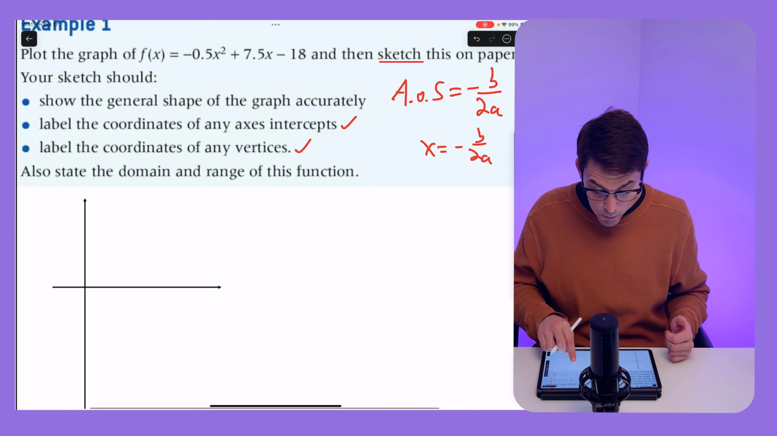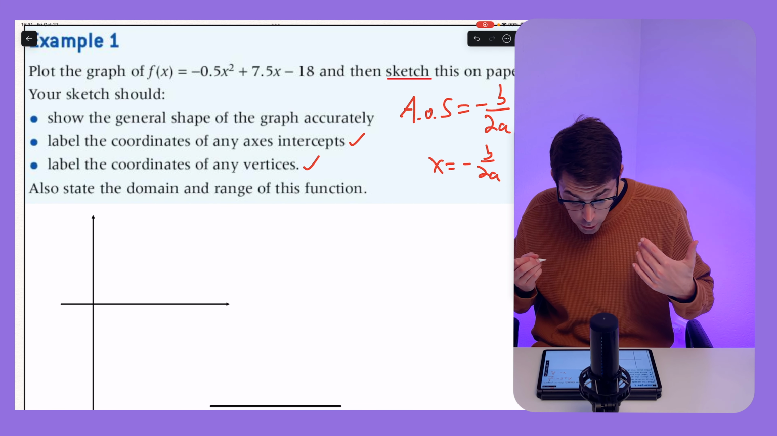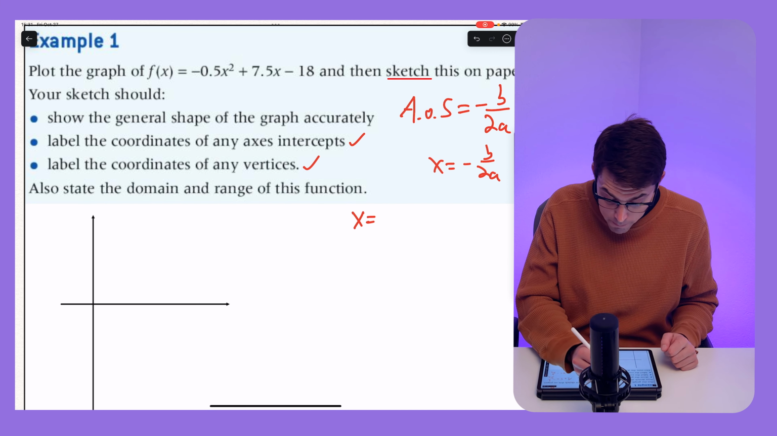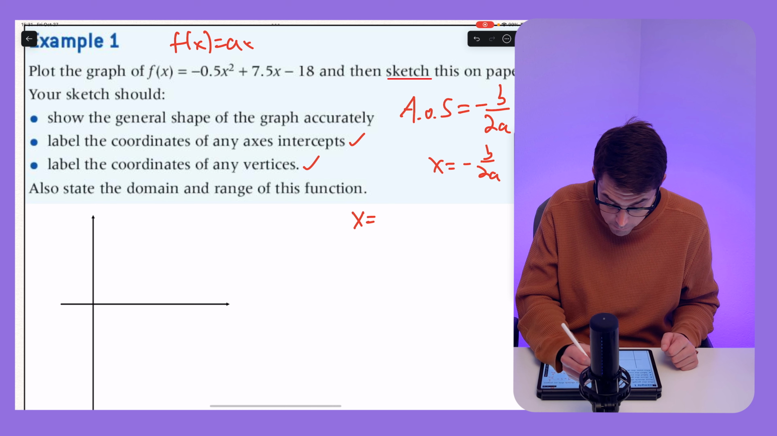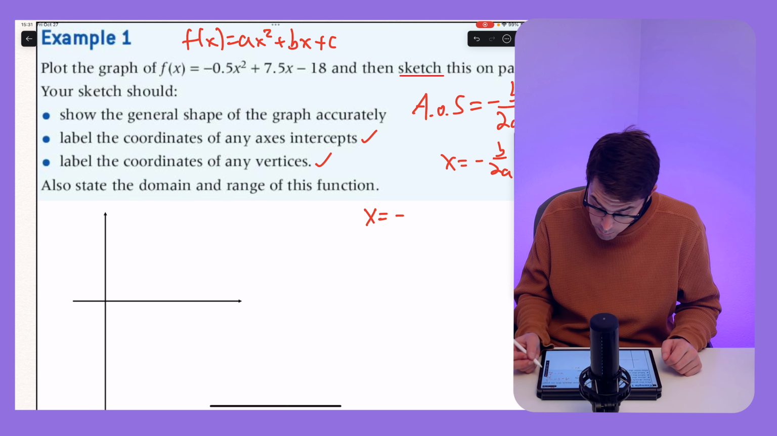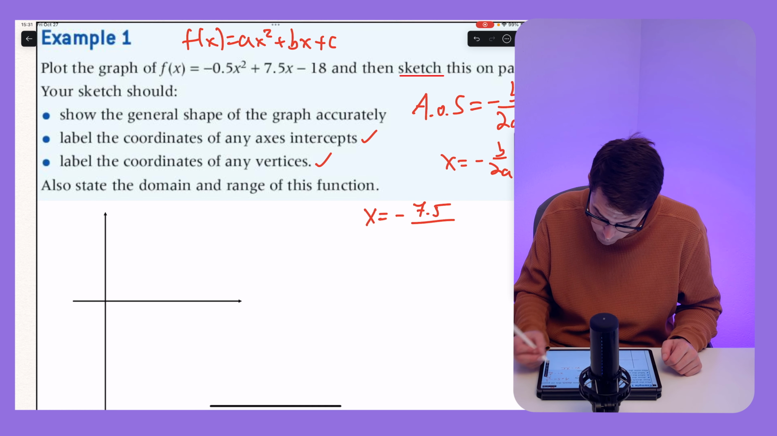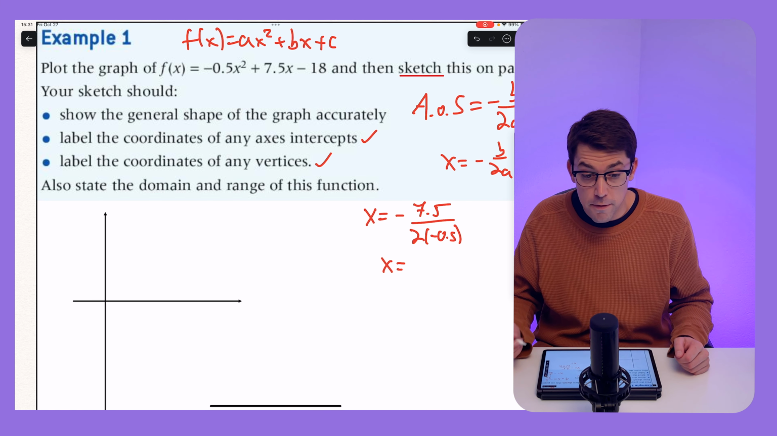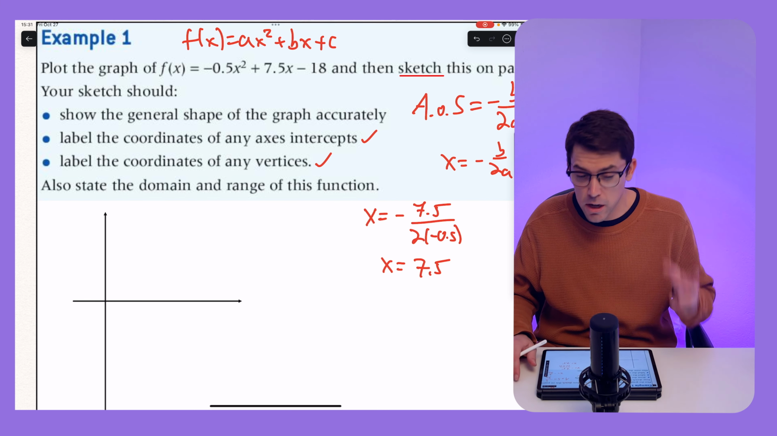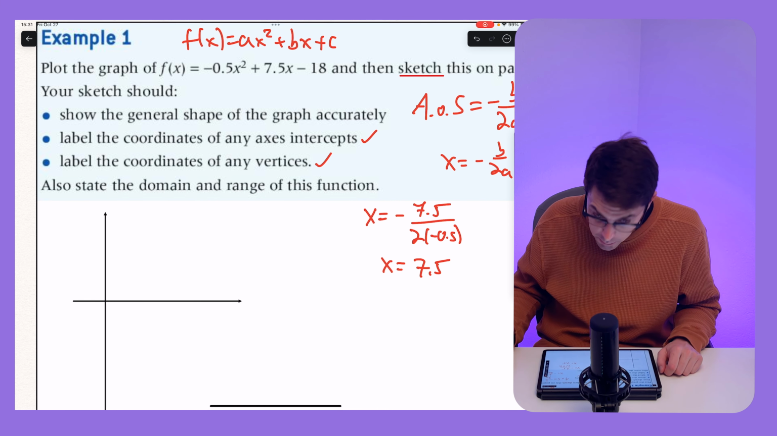So what does that look like when we're actually doing a problem? So x equals negative b over 2a. So I quite literally plug in values, because remember that with my general quadratic form, something like that. So I would take my negative sign. What is my value of b in this equation? It's 7.5, all over 2 times a. What's my a? It's negative 0.5. So what would my x value end up being? It would end up being 7.5 positive. Put that in your calculator, do it in your head, whatever you got to do. So x is equal to 7.5.